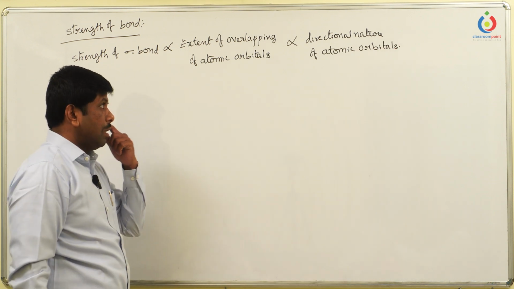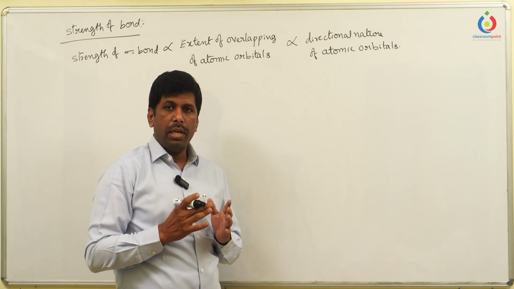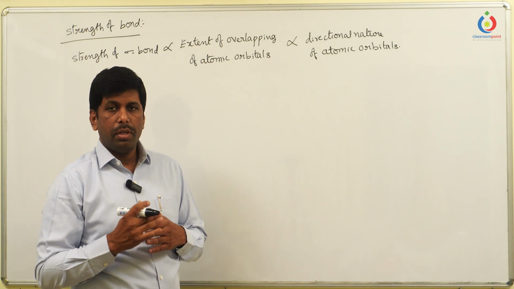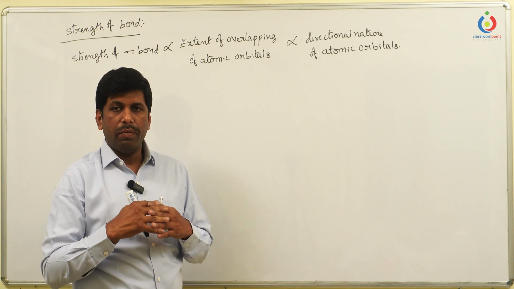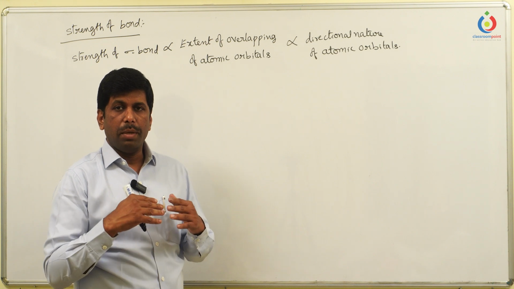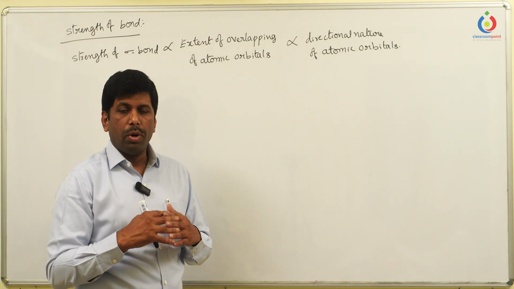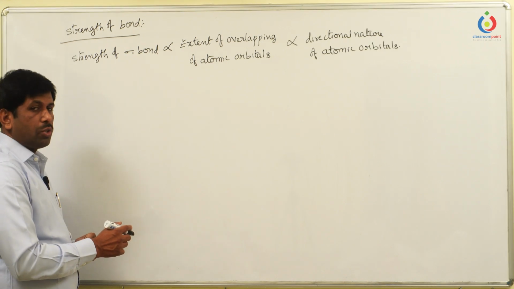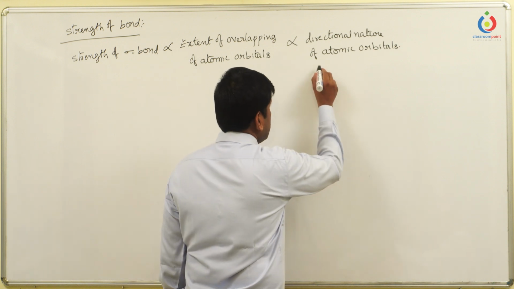That means the orbital in which the electrons are oriented in a single, particular direction leads to the formation of the bond. Their overlapping will be more. Such type of overlapping is called a strong overlapping. So when strong overlapping takes place, automatically the bond formed is also strong. Now let us see which orbitals have the directional nature.